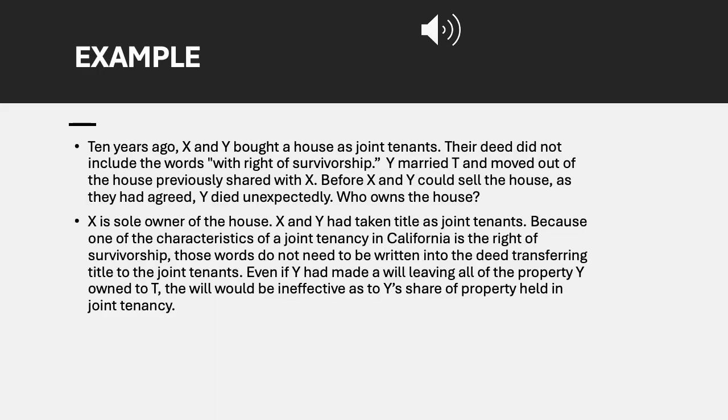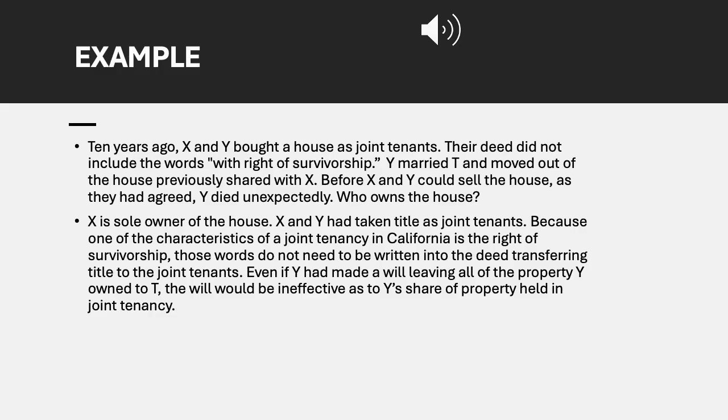Example: 10 years ago, X and Y bought a house as joint tenants. Their deed did not include the words "with right of survivorship." Y married T and moved out of the house previously shared with X. Before X and Y could sell the house, as they had agreed, Y died unexpectedly. Who owns the house? X is sole owner of the house.